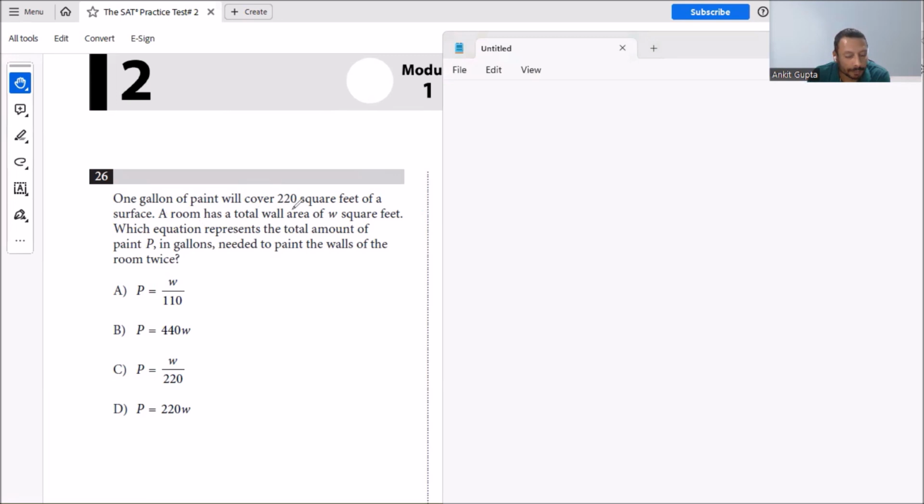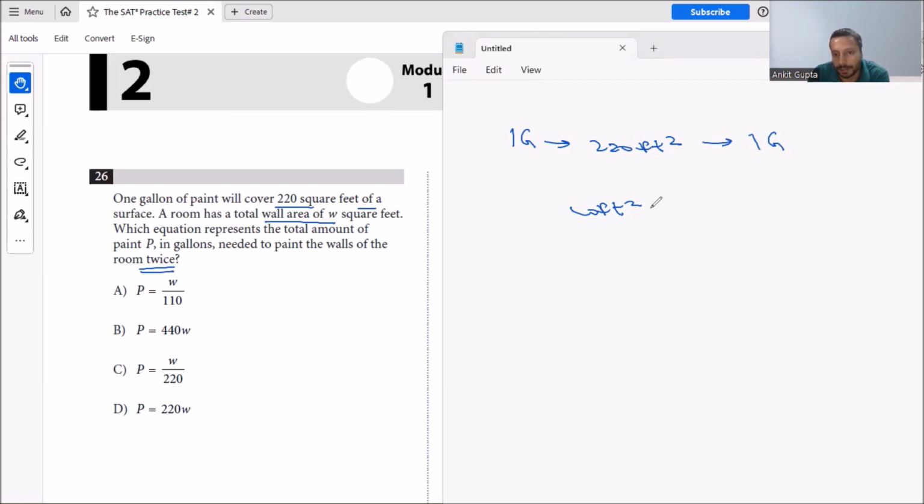1 gallon of paint will cover 220 square feet of a surface. A room has a total wall area of W feet square. So this requires 1 gallon. Which equation represents the total amount of paint P in gallons needed to paint the walls of the room twice?